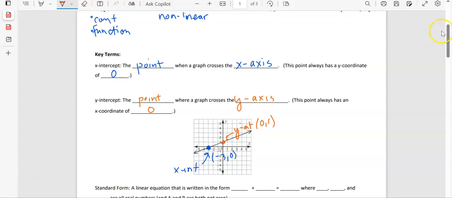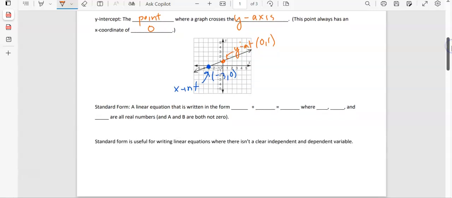And one other key piece of information that we're going to notice in this particular lesson is standard form of an equation. We've talked a little bit about slope-intercept form. That's our y equals mx plus b. That's how we defined a linear function. And there's a couple other iterations of linear equations. One of them is standard form. And the equation for standard form is ax plus by equals c.